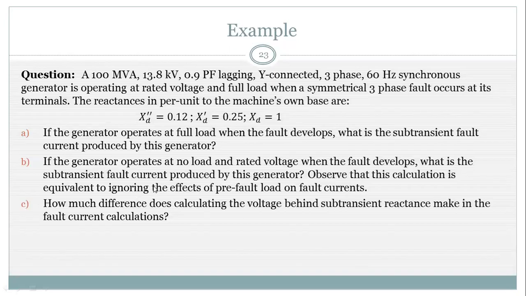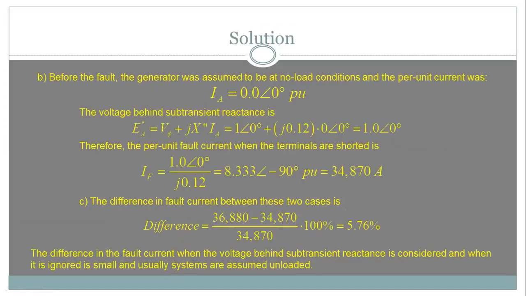Now question number B: if the generator operates at no load and rated voltage when the fault develops, what is the subtransient fault current produced by the generator? So now this is the no load condition. If there is no load, the load current is 0, so armature current I should be 0. The internal voltage should be the fault voltage, that is 1 per unit. So the subtransient fault current should be the internal voltage divided by the subtransient reactance. Finally we get the value in per unit, and if we multiply this with the base value, we can convert it to ampere.